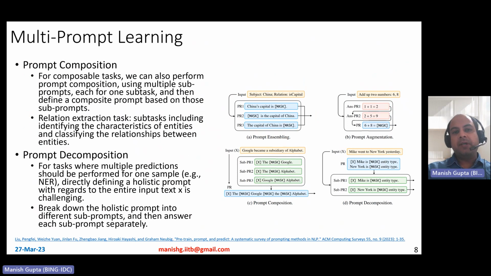The other two methods of multi-prompt learning are prompt composition and prompt decomposition. The prompt composition method is as follows. Let's say you have a complex composable task.